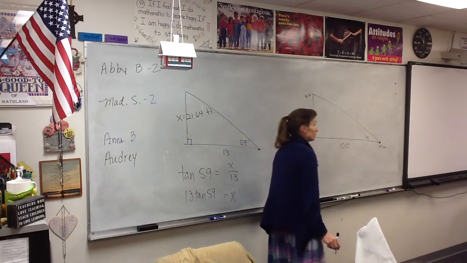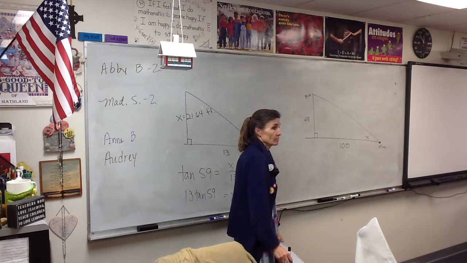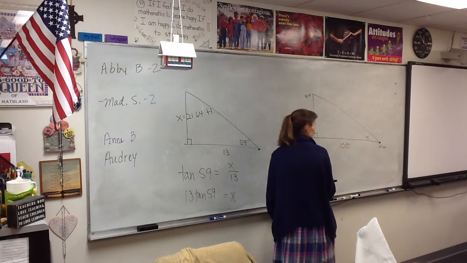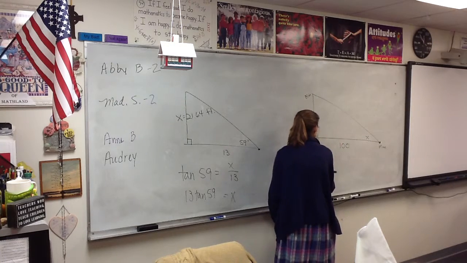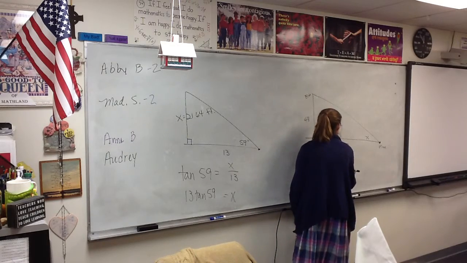Would you agree? So what's cosine? Opposite. Now, which function with regard to that angle? Tangent. So I'm going to say the tangent of the angle is 48 over 100.